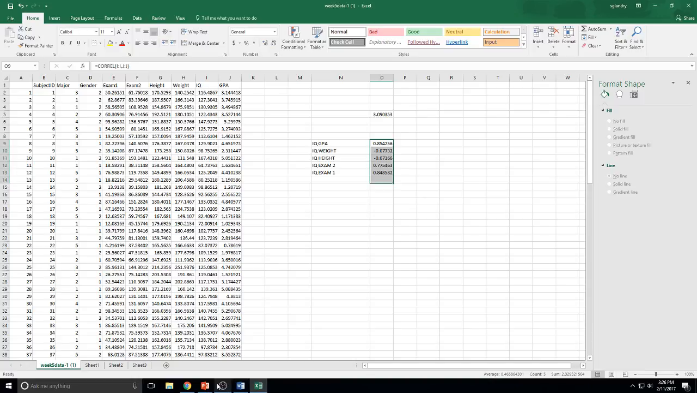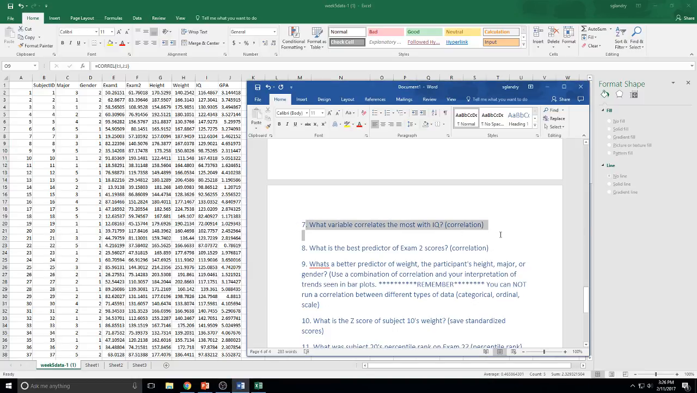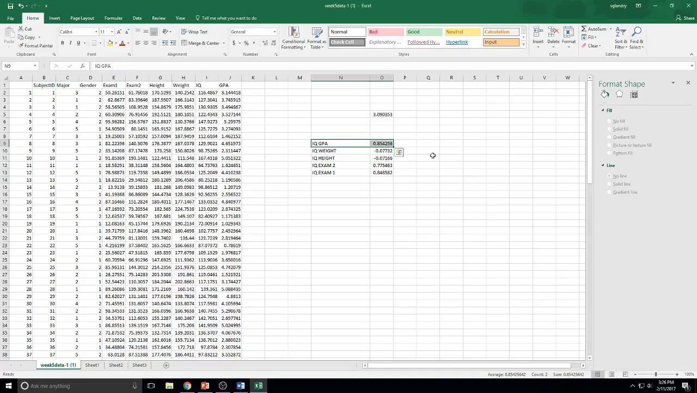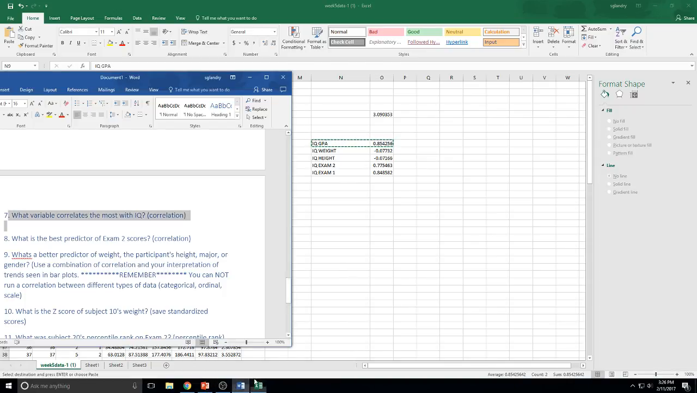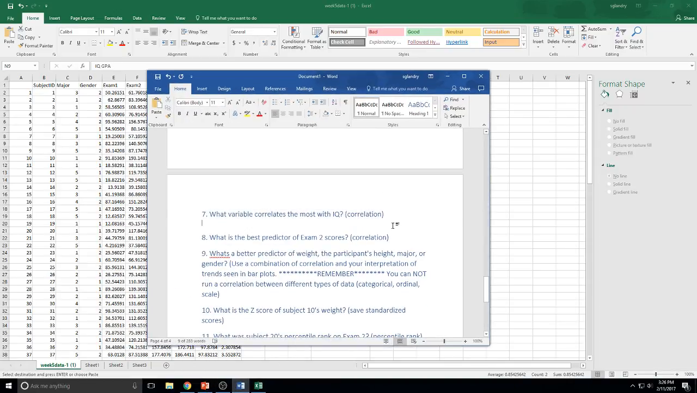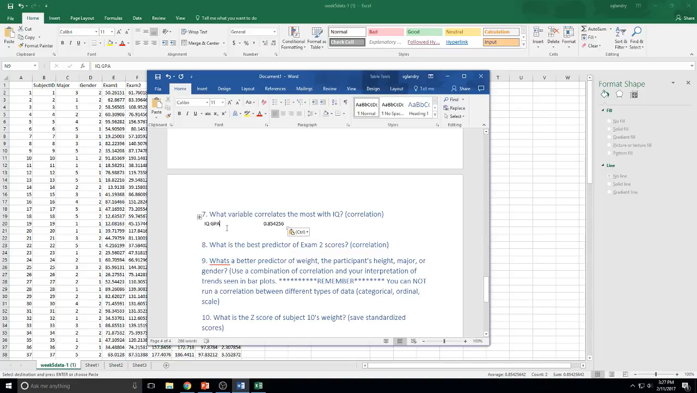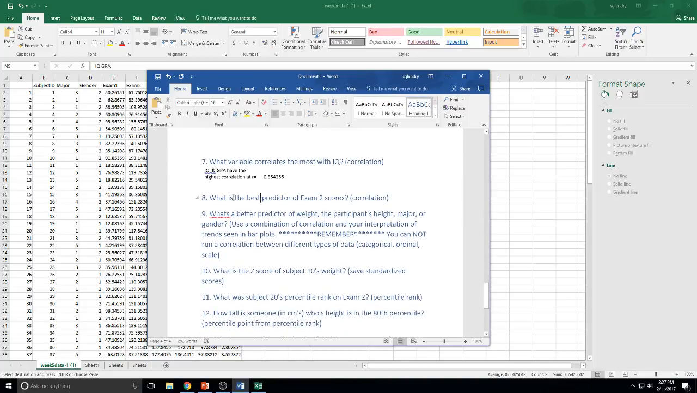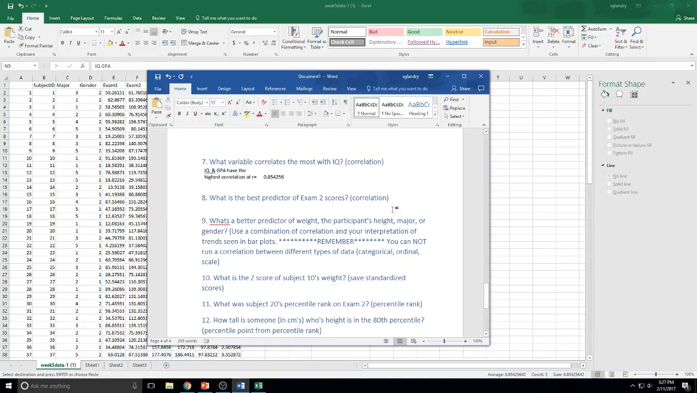My question is, what variable correlates the most with IQ? Alright, what's the biggest one of these? Ah, GPA. IQ and GPA have the highest correlation at R equals blah blah blah. Cool. Dunzo.